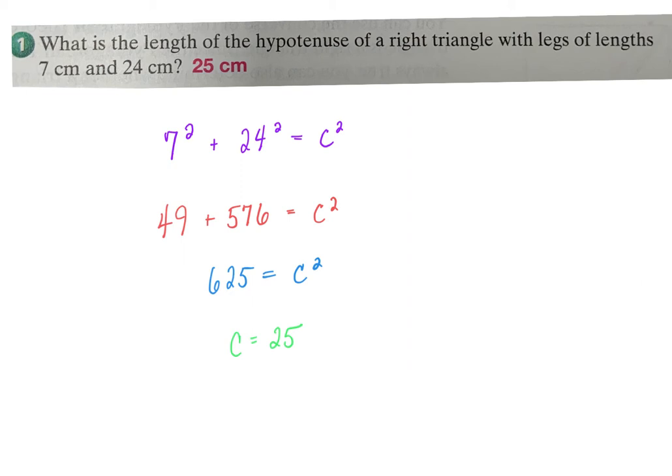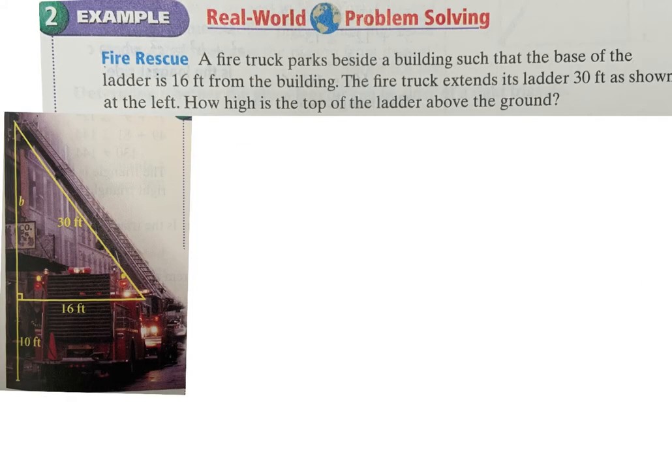So this is a word problem. A fire truck parks beside a building such that the base of the ladder is 16 feet from the building. The fire truck extends its ladder 30 feet as shown at the left. How high is the top of the ladder above the ground? They have told us that the fire truck sits 10 feet above the ground. So we need to figure out this other piece.